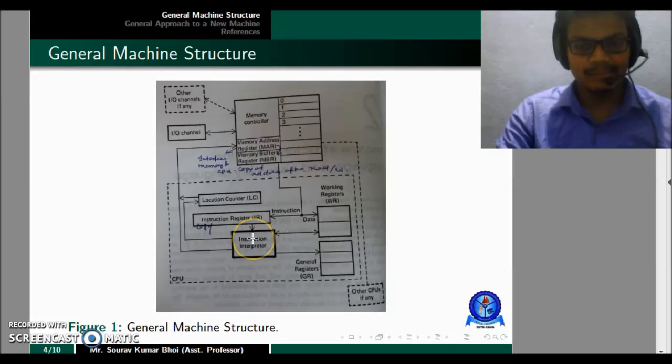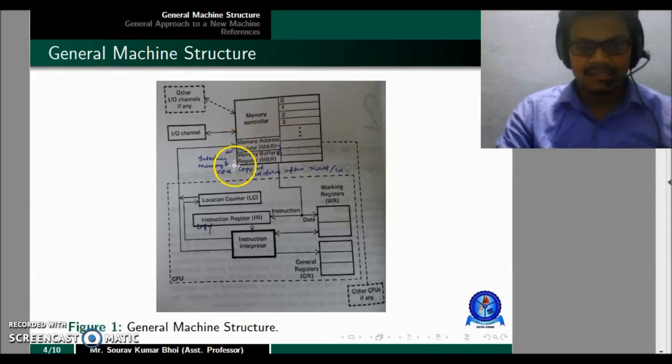The instruction interpreter interprets the instruction which is currently being executed, with the help of the location counter. The location counter points to the instruction which is currently being executed. Suppose this is a memory and 0, 1, 2, 3 are addresses; the location counter points to the address of the instruction which is going to be executed next. So the instruction interpreter will interpret the instruction pointed to by the location counter.